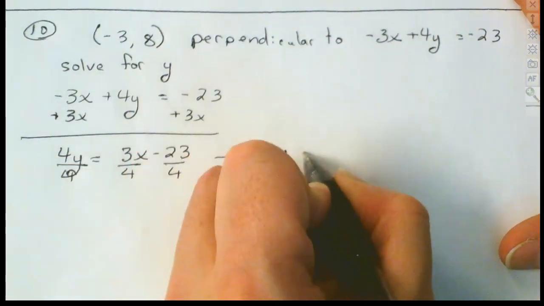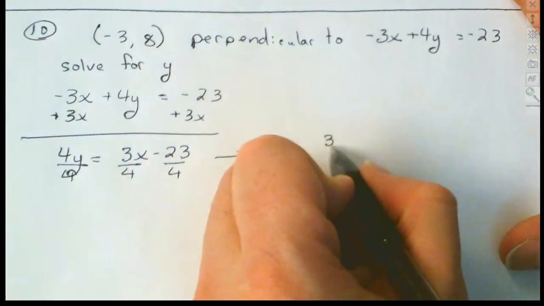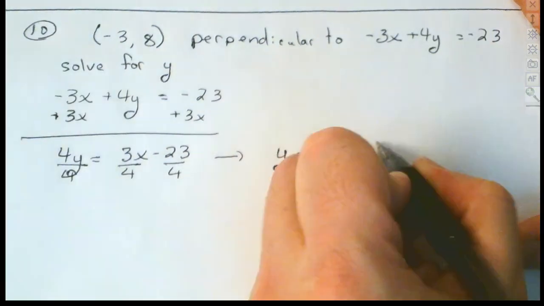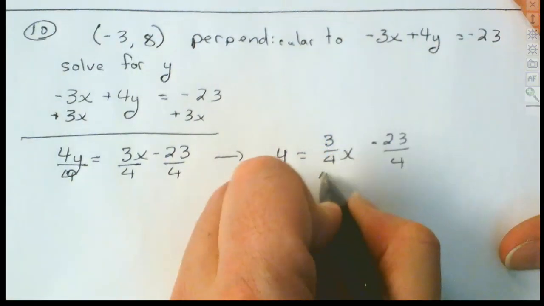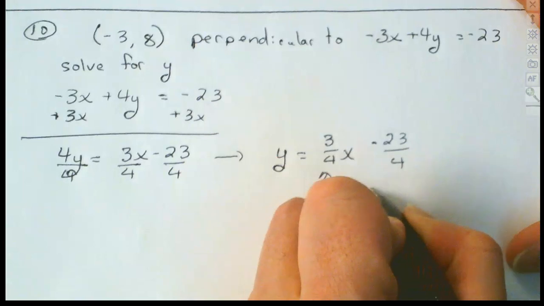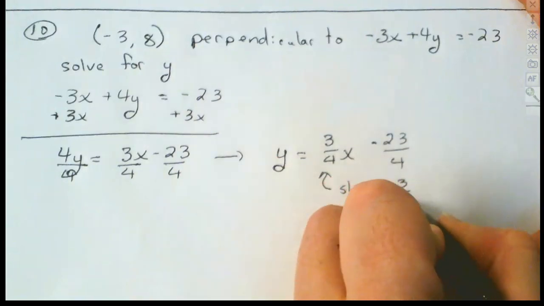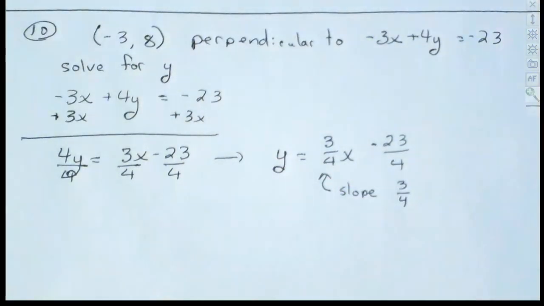So we now have y equals 3/4 x minus 23 over 4. And that is going to be the slope. But that's not what we want, though, is it? Because that's the slope that we got from the equation. But what do we want?